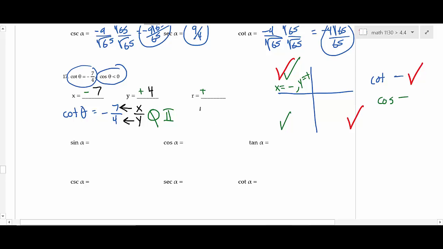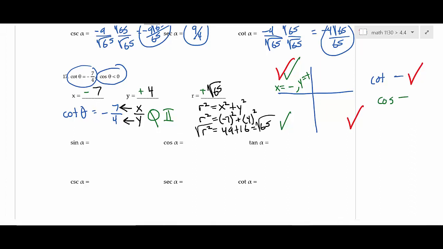When you find r, you're going to do the Pythagorean Theorem again. So you're going to have r squared is equal to negative 7 squared plus 4 squared. So that's r squared equals 49 plus 16. And let's see, what's that? 65. So when you take the square root of both sides, you'd end up having r is equal to positive square root of 65. Is there any question about the sign, or how I'm figuring the sign out, or how I know that I was given x and y, or any of that? Got to know those definitions, that's key, right?